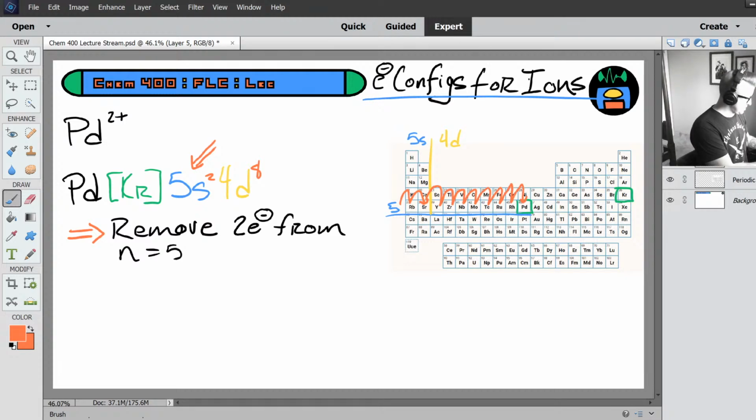Kate, that is a great question. So Kate just asked how many valence electrons does neutral palladium have? And the answer to that question is everything you see outside the noble gas configuration.